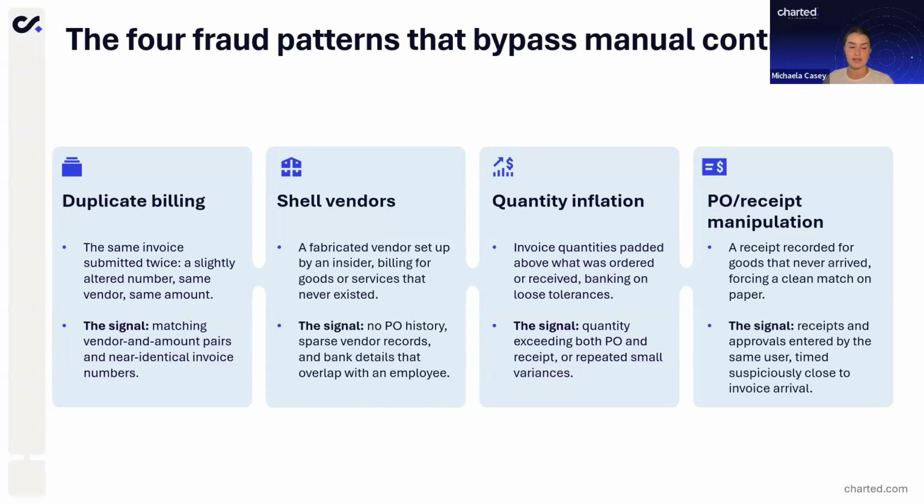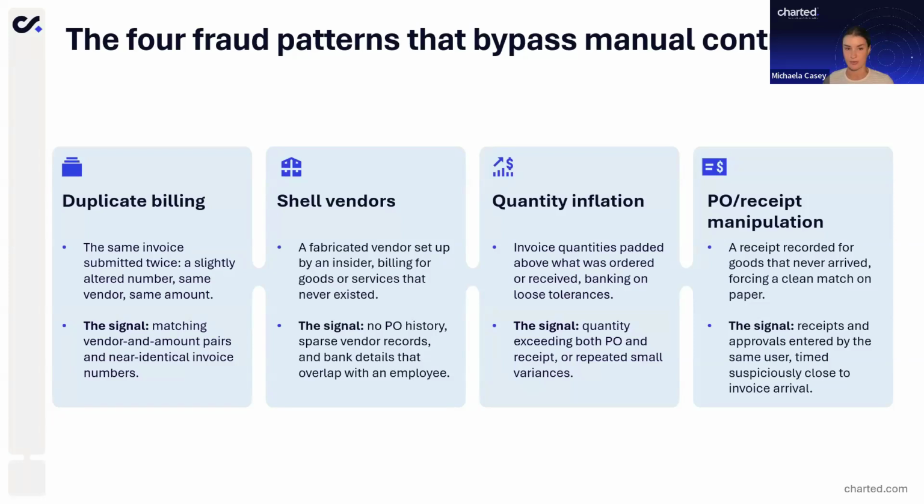We do have the ability to detect this kind of variance. And last but not least, we have pattern four, the purchase order and receipt manipulation. This is the sneakiest one because on paper that match is clean, but someone with access records a receipt for goods that never arrived. Now the invoice, purchase order, and item receipt all agree, and a traditional match would wave it through.